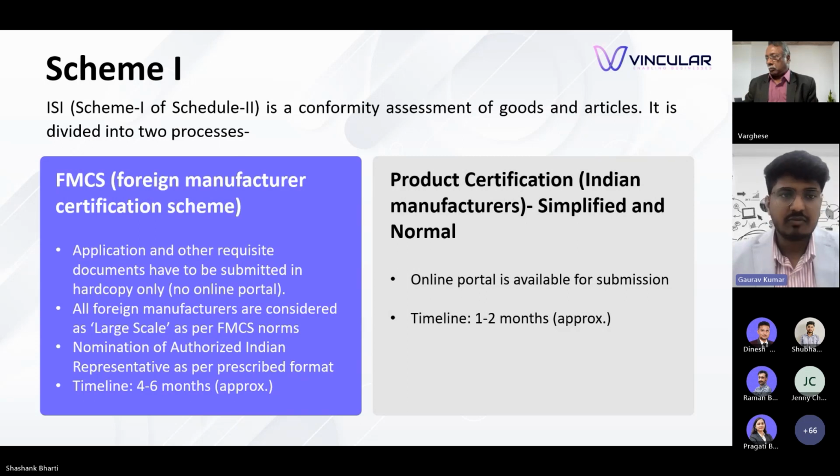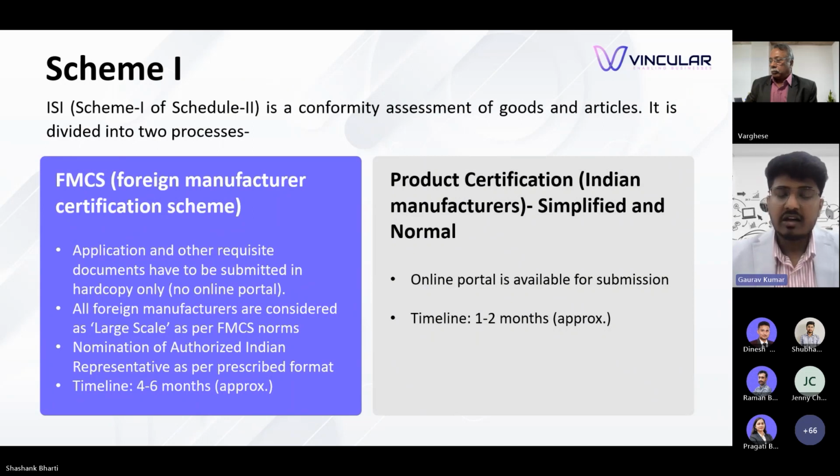Now, on the other side, we have FMCS, the Foreign Manufacturer Certification Scheme. Here, the point to be noted is that we don't have any online portal. Rather, the applicant has to make the submission through hard copy mode only. So they have to prepare the application file with all the relevant documents required by the Bureau, and everything will be clubbed and submitted to the BIS branch office or head office in the hard copy format only.